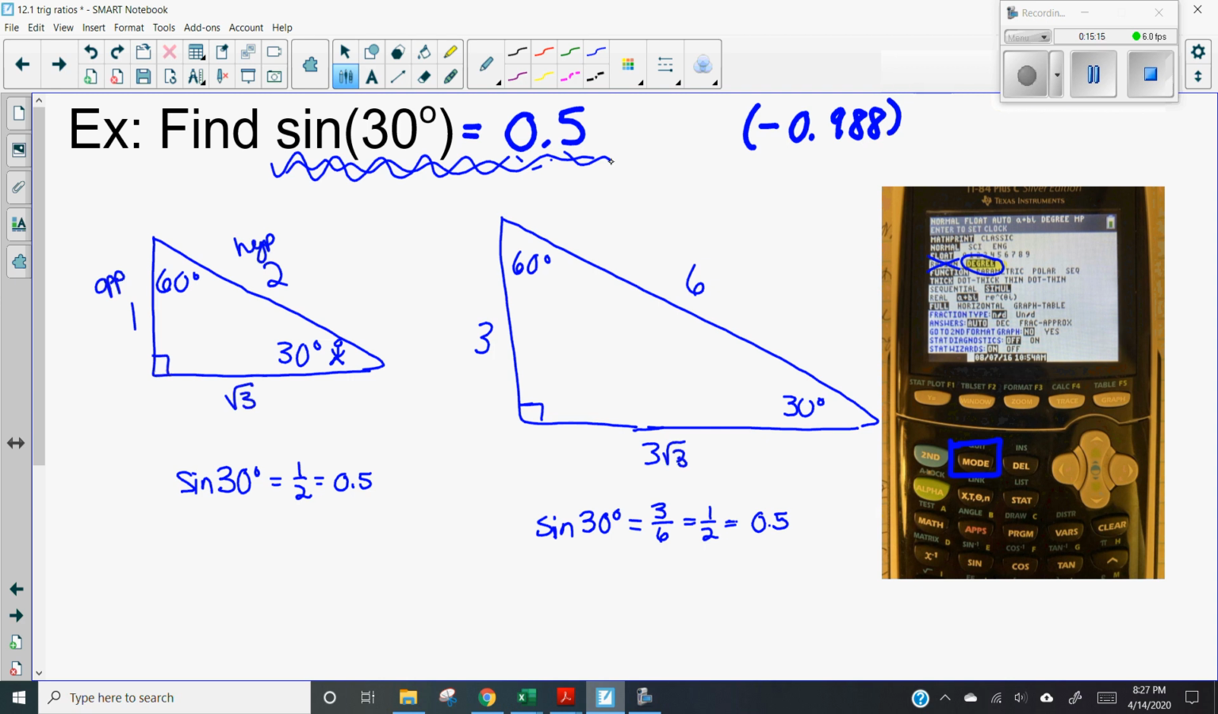You might see a couple other examples in a bit that say, find cosine of 52 degrees, find tangent of 73 degrees. We're literally just putting those in the calculator and getting a decimal for those. Okay, 2 more practice problems here with you.